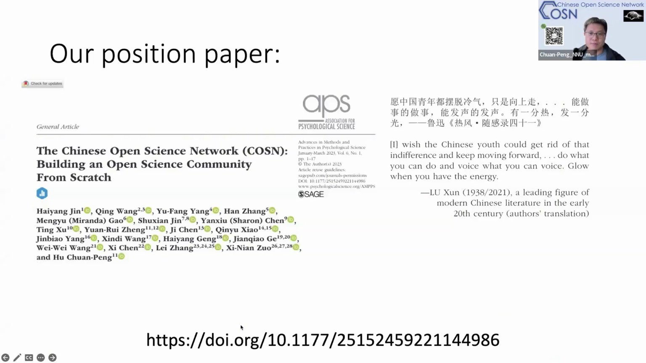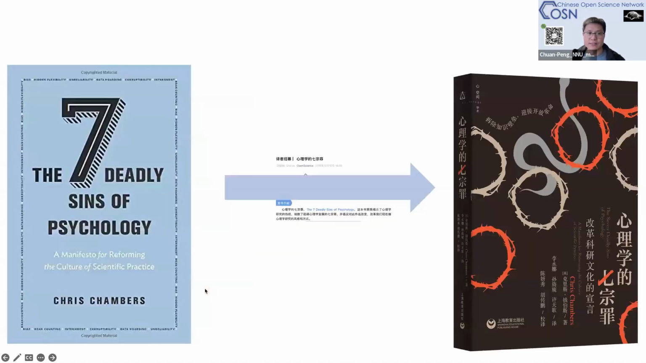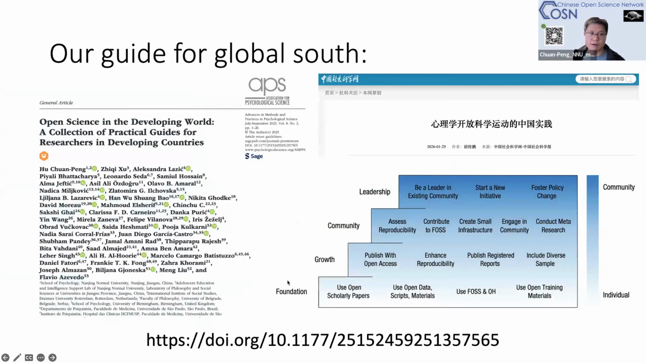In the past almost 10 years, we published two papers. One is a position paper in AMPPS about 3 years ago, and also a book chapter. We translated Chris Chambers' The Seven Deadly Sins of Psychology into Chinese, which was published 2 years ago. And last year, we also published an Open Science Guideline for researchers under resource-limited circumstances, like many of us.